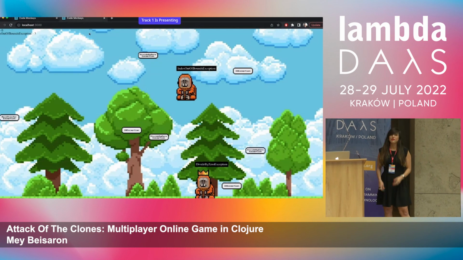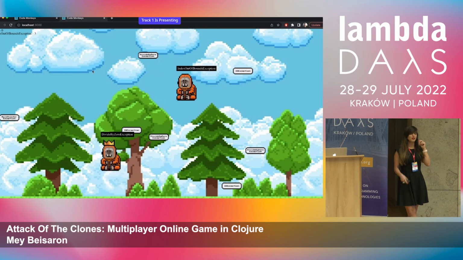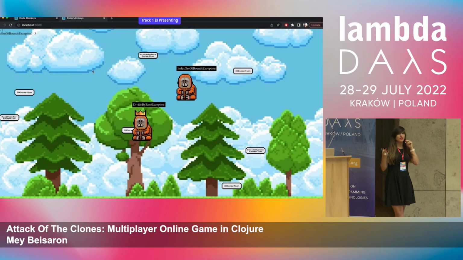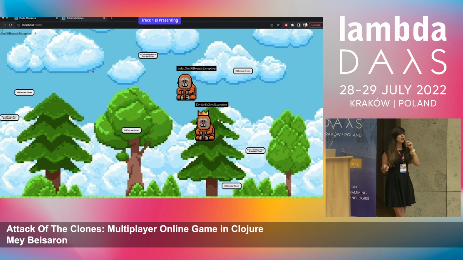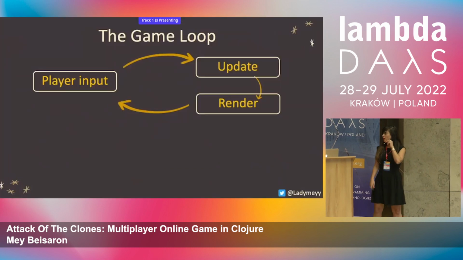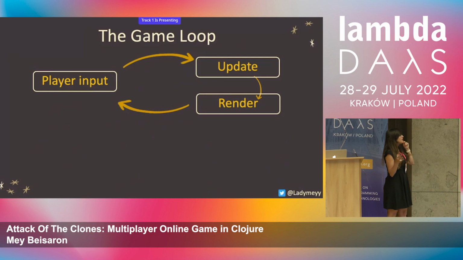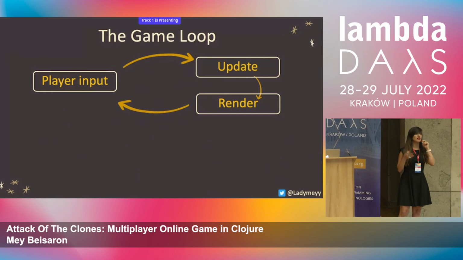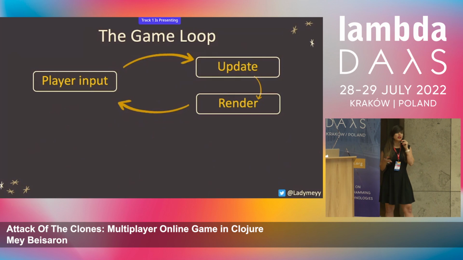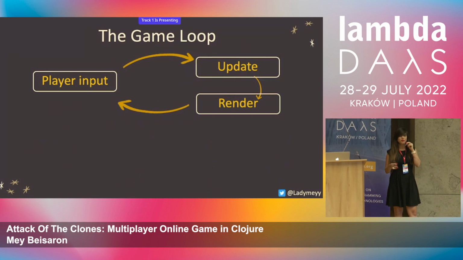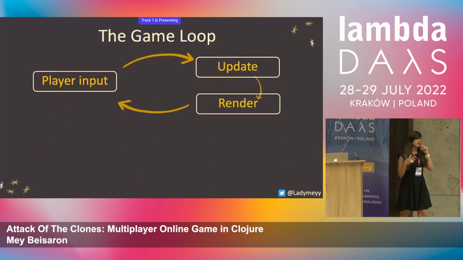So yeah, before we start talking about the game itself, let's talk about the game loop. So what is a game loop? This is how we handle the game in code. So first of all, we get the input from the user, and then we need to update the game entities. And afterwards, what we want to do is to render those entities back to the client.